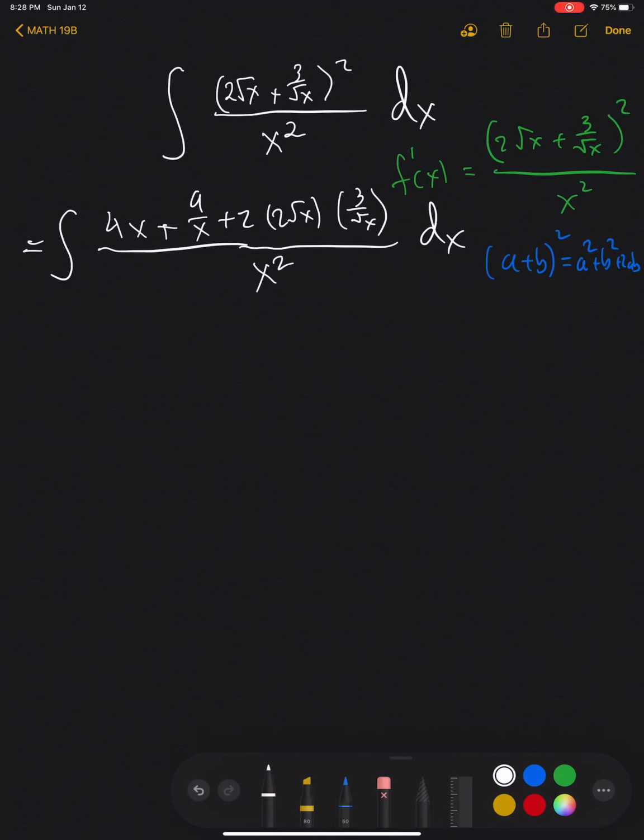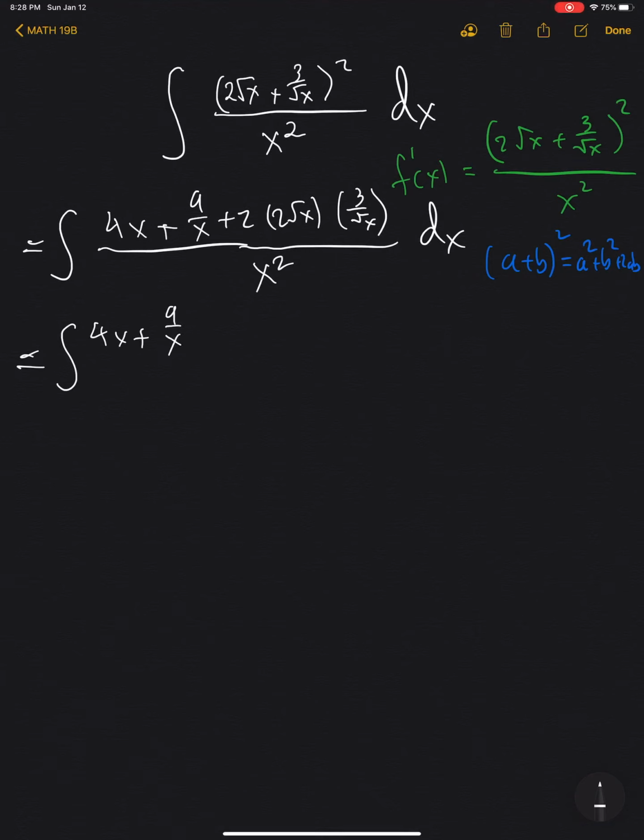So now you see that I have another expression, and I'm going to rewrite it, simplifying things. The 4x stays the same, the 9 over x stays the same, and now I'm just going to multiply these three terms. That will give me plus 12. Notice that I have a square root of x on top and a square root of x on the bottom, so they cancel. So the top part of that fraction stays as that, and then I just divide by x squared, dx.